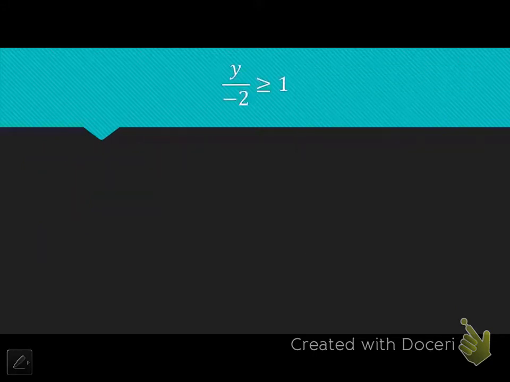Okay, to get y by itself, since we're dividing, we know we got to multiply. You got to do the opposite. So we multiply both sides by negative 2. So 1 times negative 2 should give me negative 2. But since I multiplied by a negative, you have to flip the inequality. Flip the inequality if you multiply or divide both sides by a negative. So here's my answer.